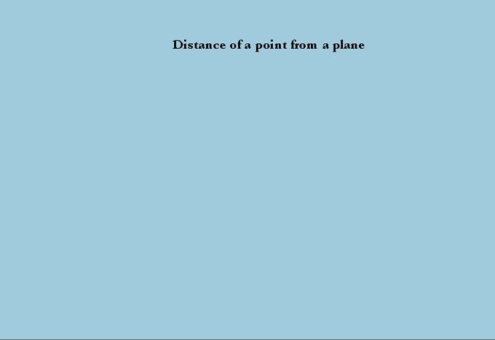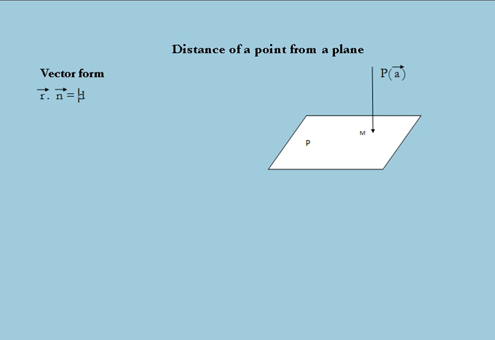Next, we are going to discuss the distance of a point from a plane when we have the equation of the plane in vector form and in Cartesian form. First, considering the vector form. Here the length of the perpendicular drawn from the point with position vector A to the plane with the equation as shown is given by the distance equal to the mod of the scalar product of vector A and N minus d, divided by the mod of vector N.